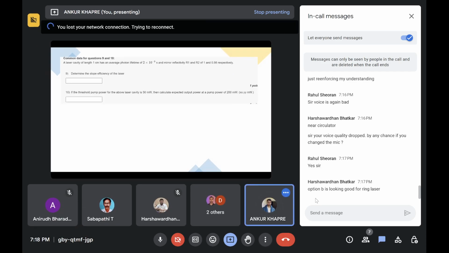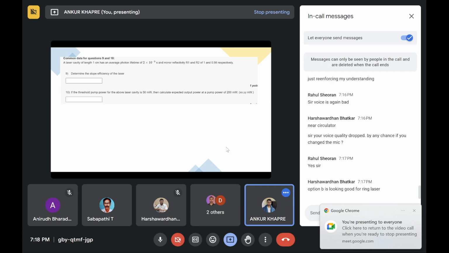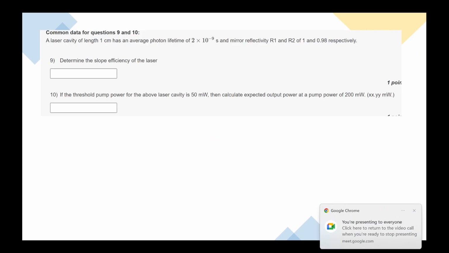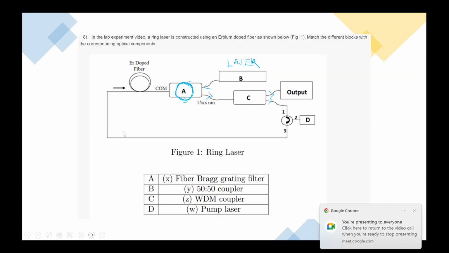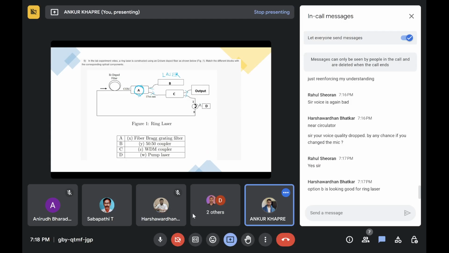Harshvardhan is having some doubt in this. No, it is match the different blocks with the corresponding optical components. You have to match A, B, C, D with X, Y, Z, W. I didn't get what you are telling. Option B is looking good for the ring laser.